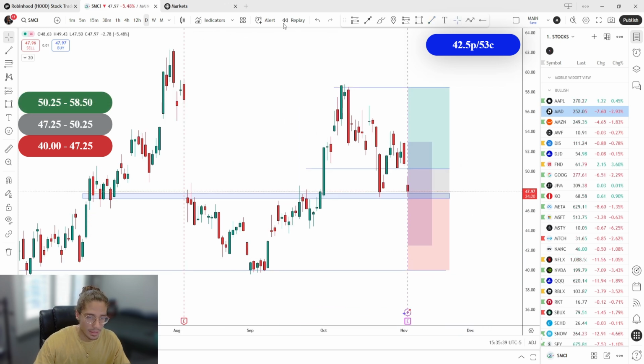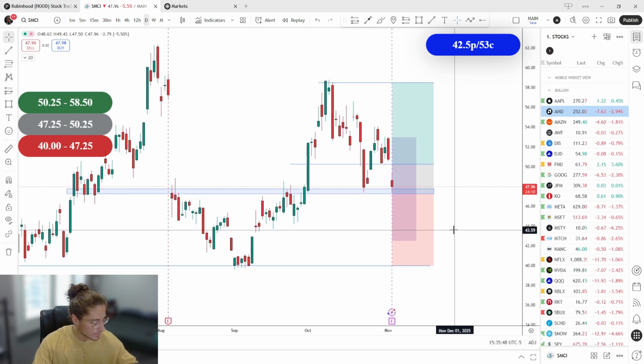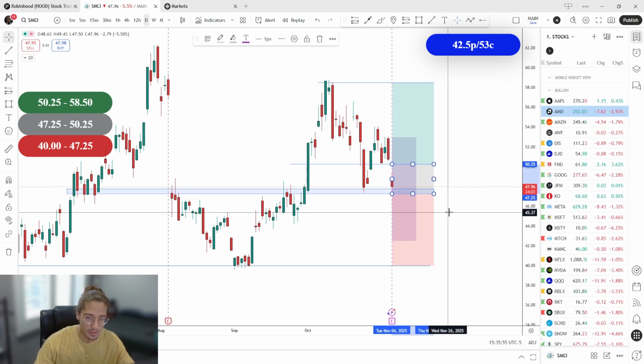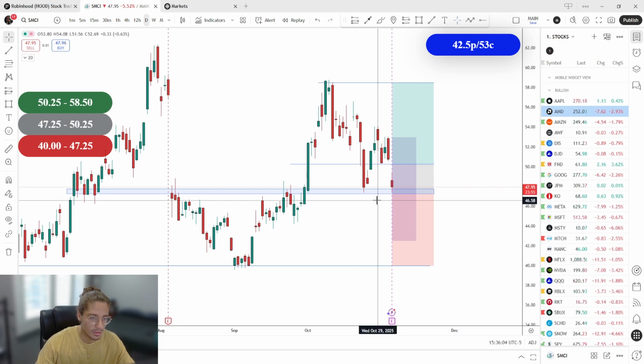And there you guys go. I cleaned it all up a little bit, changed the colors, easier visuals. For our recap on Supermicro, they are rated a 6 out of 10 for the earnings trade with a 42.5 put and a 53 call. Untradeable is going to be where price is currently sitting, anywhere in between 47.25 and 50.25. Price currently has downside momentum.